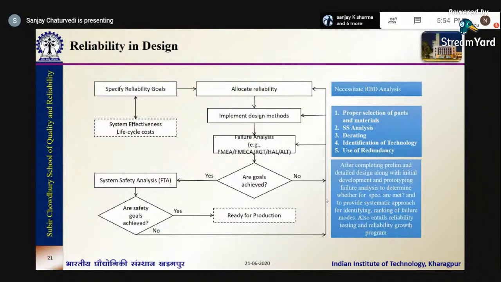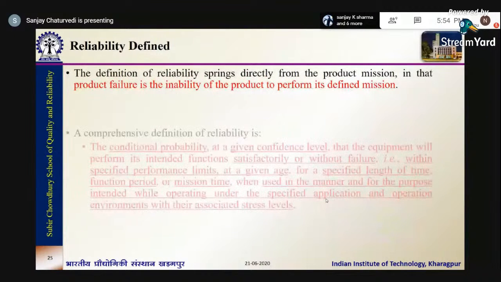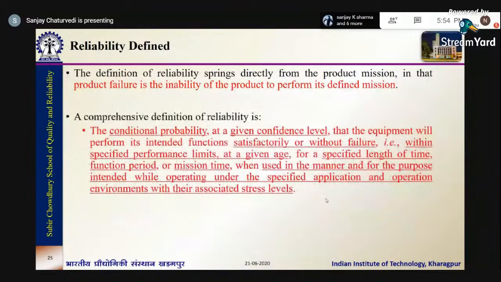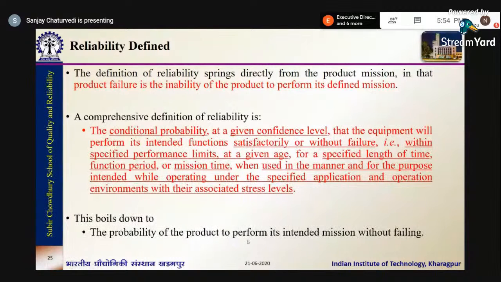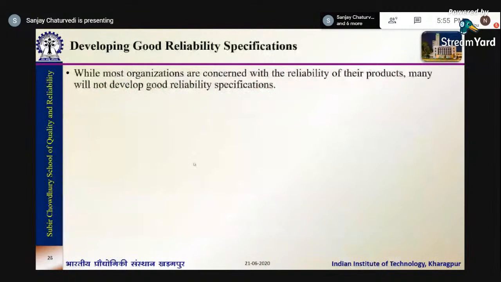This is a definition which is usually not found in many textbooks. You will find the reliability definition with conditions like mission time and under the stated conditions of use. But the overall definition is nothing but everything conditional and given on certain criteria, right?